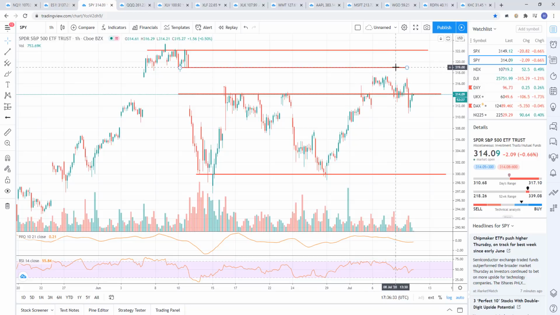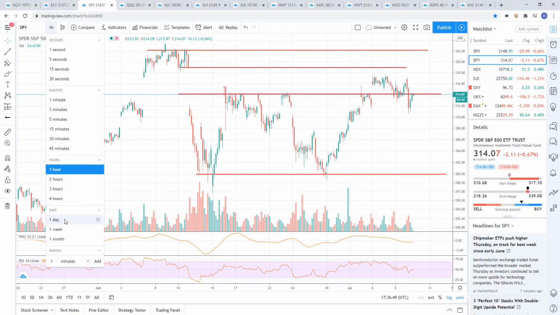So if it can't quite get to the gap and just starts to sell off here, then you have to read that as bearish. And again, that keeps this topping pattern and this reversal pattern in play.